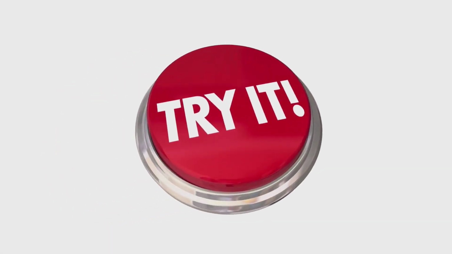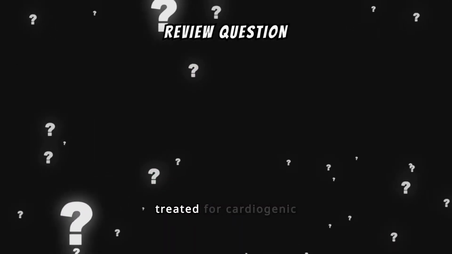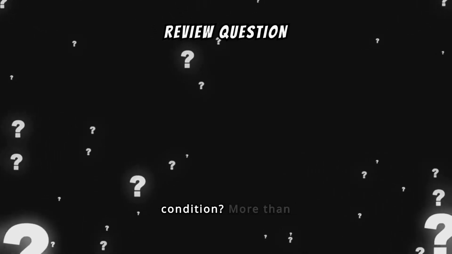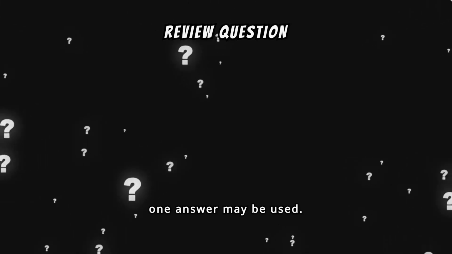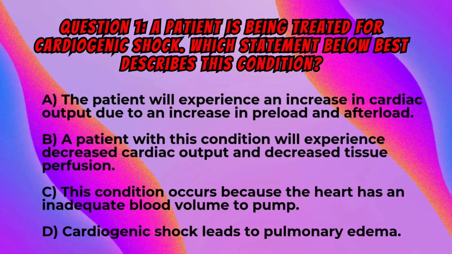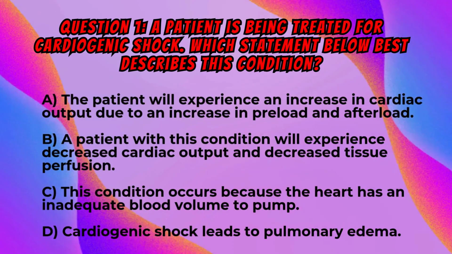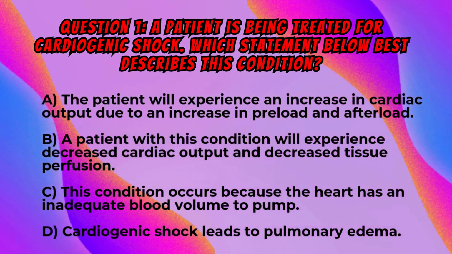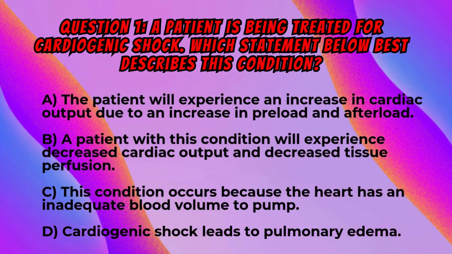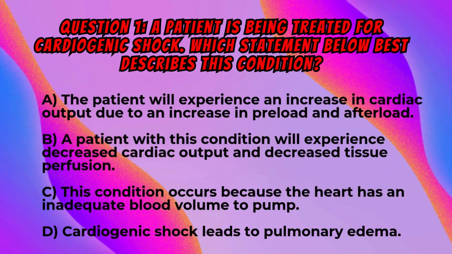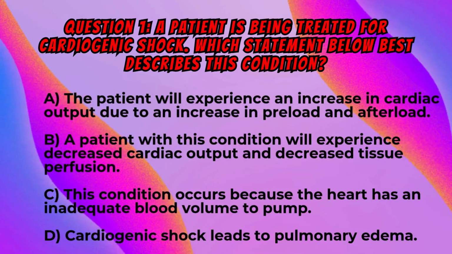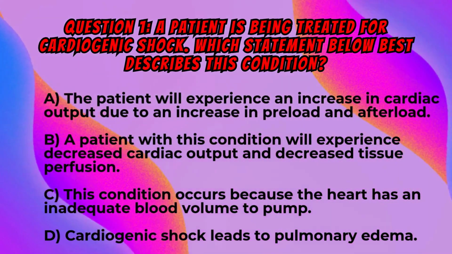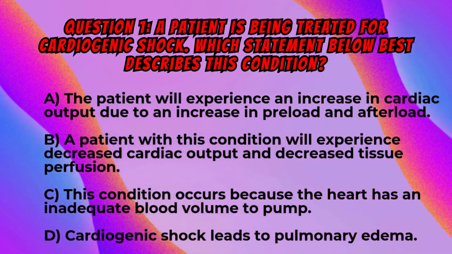Now let's try a review question. 1. A patient is being treated for cardiogenic shock. Which statement below best describes this condition? More than one answer may be used. A. The patient will experience an increase in cardiac output due to an increase in preload and afterload. B. A patient with this condition will experience decreased cardiac output and decreased tissue perfusion. C. This condition occurs because the heart has an inadequate blood volume to pump. Or D. Cardiogenic shock leads to pulmonary edema.